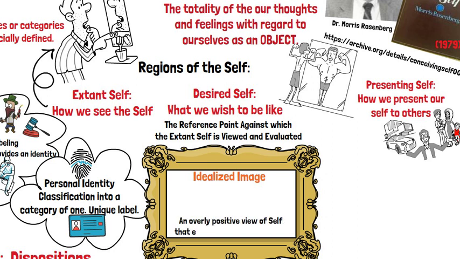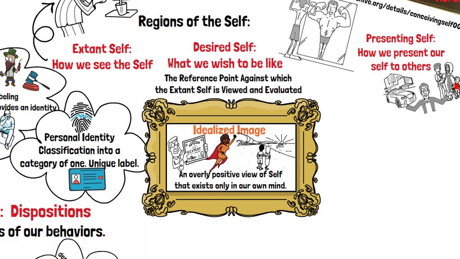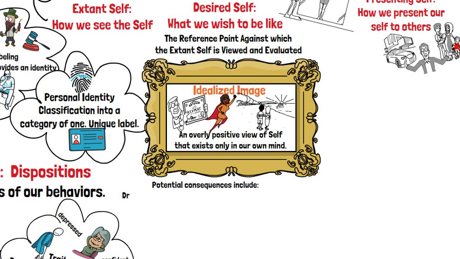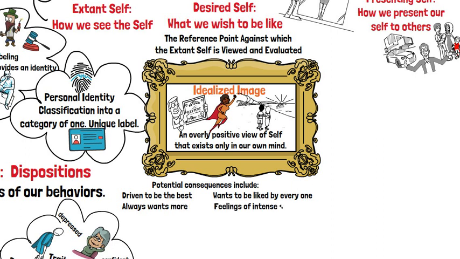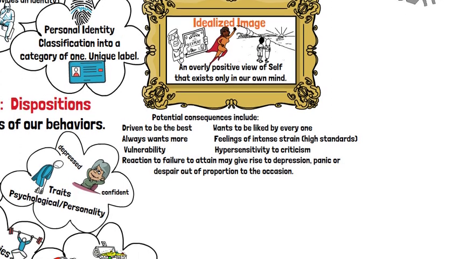The first is the idealized image, and this is an overly positive view of self that exists only in our own mind. We are imagining future selves. When we take the idealized image too seriously, there are potential consequences, including being driven to be the best, wanting to be liked by everyone, a hypersensitivity to criticism, and our reactions to failure may be out of proportion to the occasion.